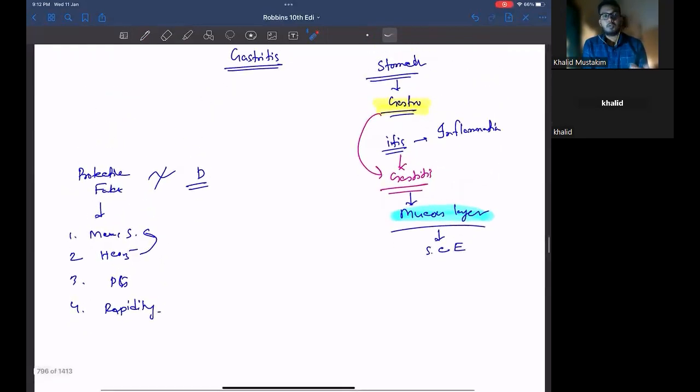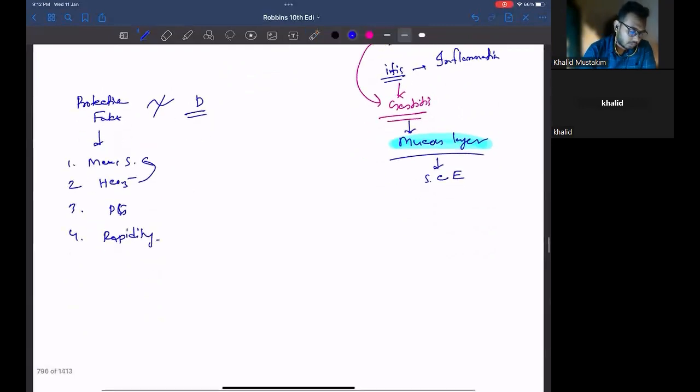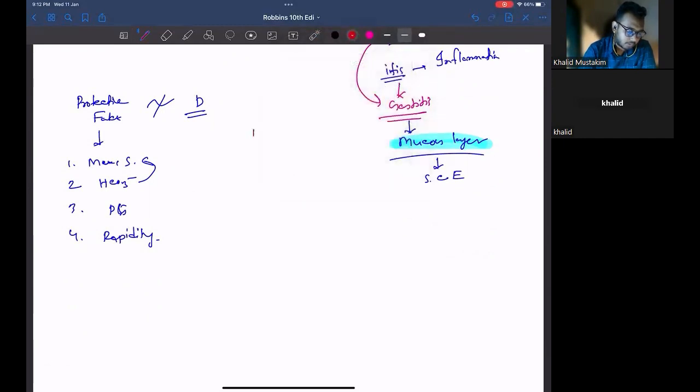Now let's come to the other factors that may cause injury to the stomach, or we will learn how these factors actually cause injury to our stomach. First of all, now we'll discuss the destructive factors. So let's write it with the red one, the destructive factor.